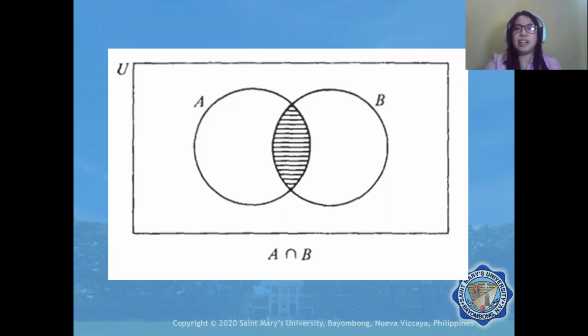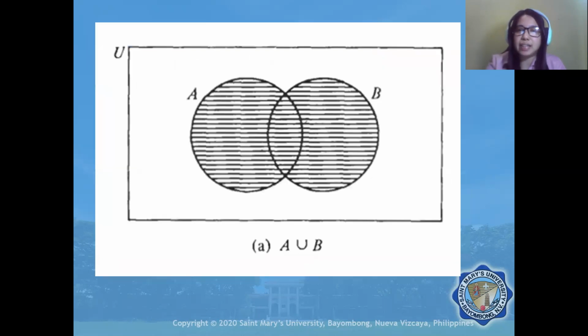So these are examples of illustrations used in sets. This is A intersection B. We have the shaded region, the overlapping of set A and set B. For the same sets A and B, if it's the union, it means that it contains all the values or all the elements. So it is shaded, even the intersection.